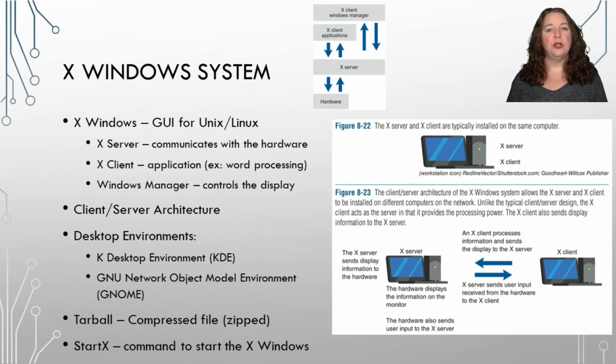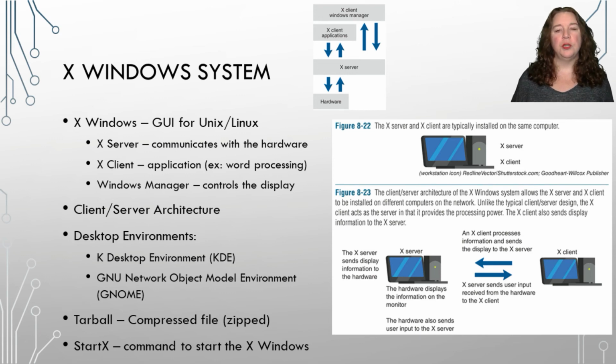X Windows is built with 3 different parts. The X server, which communicates directly with the hardware. The X client, which is your actual word processing applications, whatever applications need to be on your client. And the Windows Manager, which kind of sits on top and keeps everything straight. It makes the display look right. So when you install X Server and X Client, you can create the X Windows environment GUI.